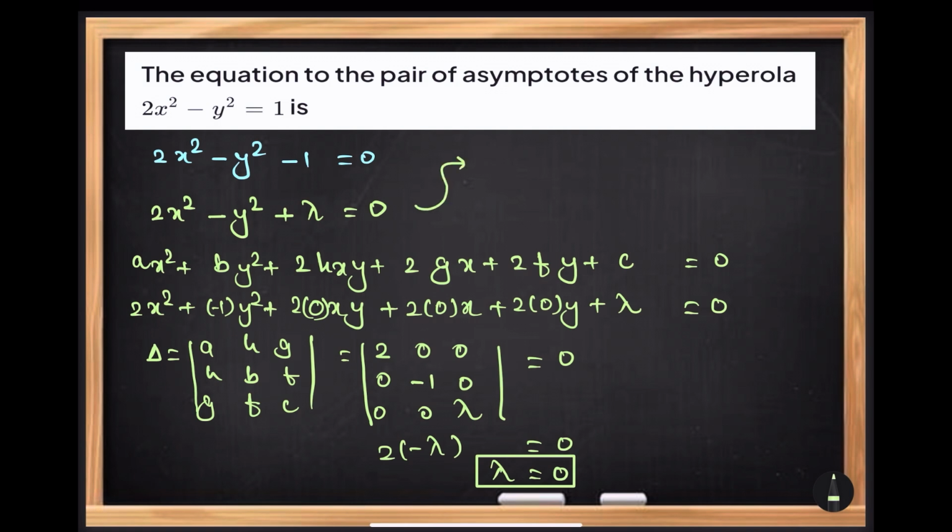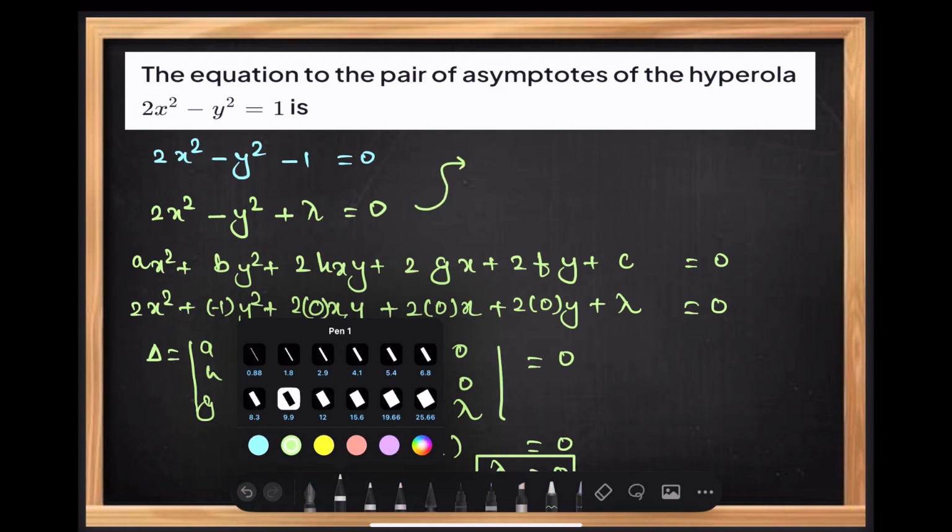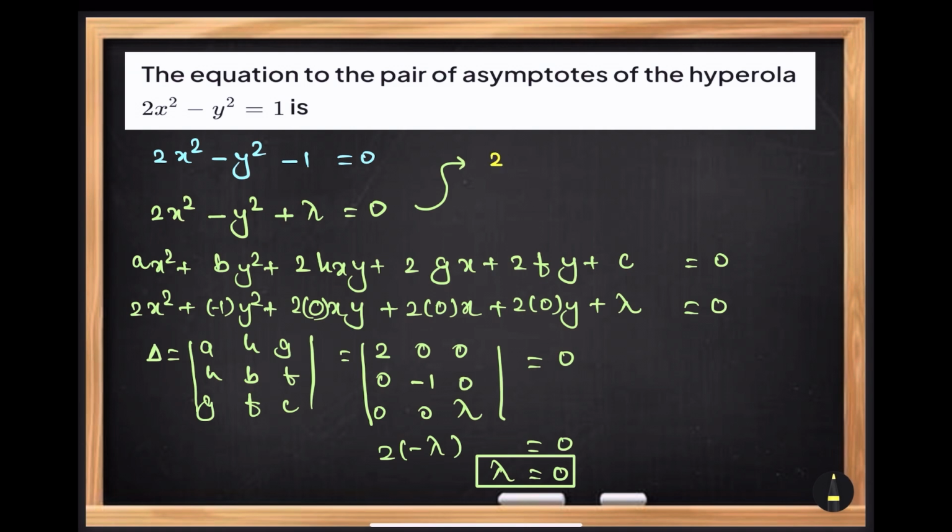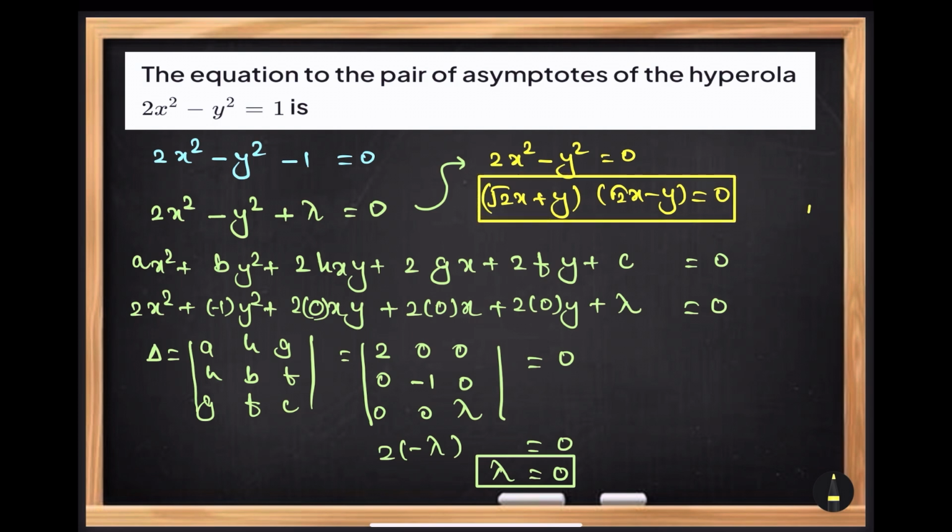Now you can update this equation. So the equation of the pair of asymptotes will have this form. Okay, this is the pair of asymptotes. Now if you want to write down the independent equations, you have to factorize it. Can I write (√2x + y)(√2x - y) = 0? So if they ask you to find the independent equations, this is the situation. If they ask you to find the combined equation, this is the situation. I hope things are clear.